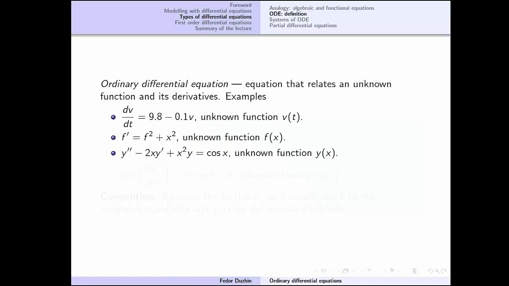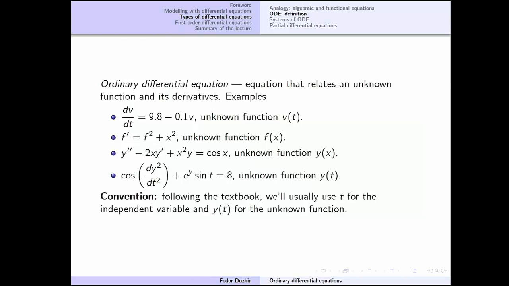The next one is an equation that relates the first derivative, the second derivative, the unknown function, and the independent variable. So in other words, the only things that are allowed in an ordinary differential equation are the independent variable, the unknown function, its first derivative, its second derivative, and so on.